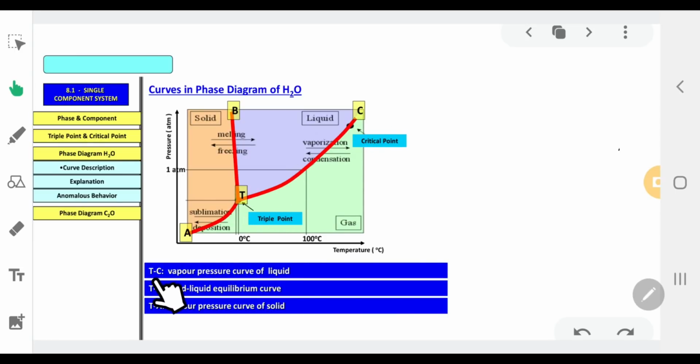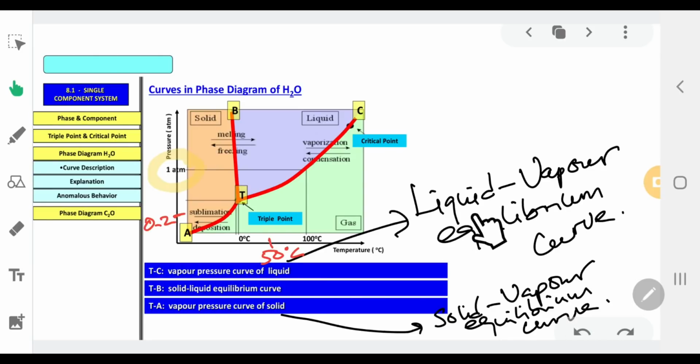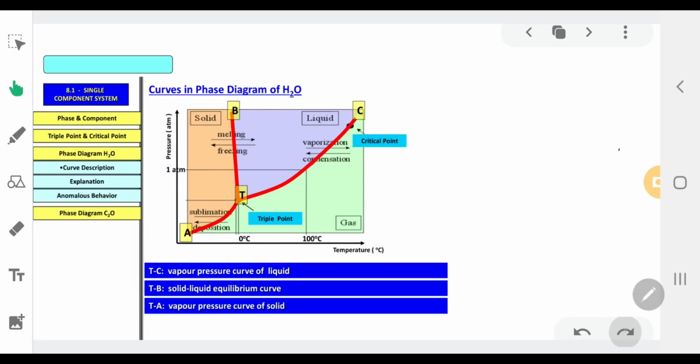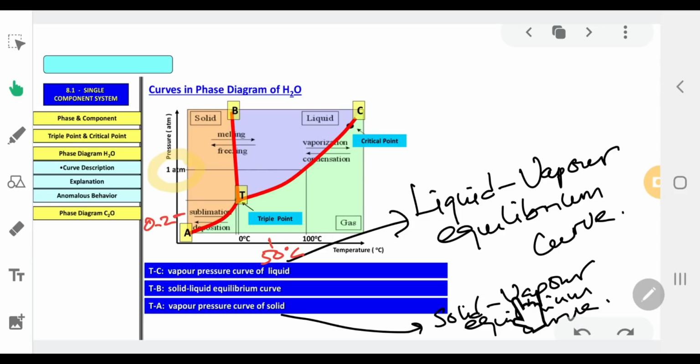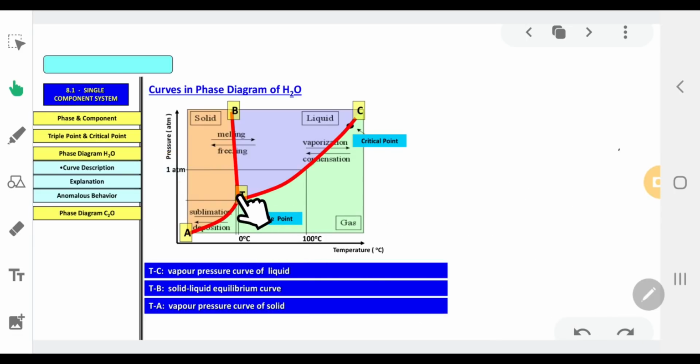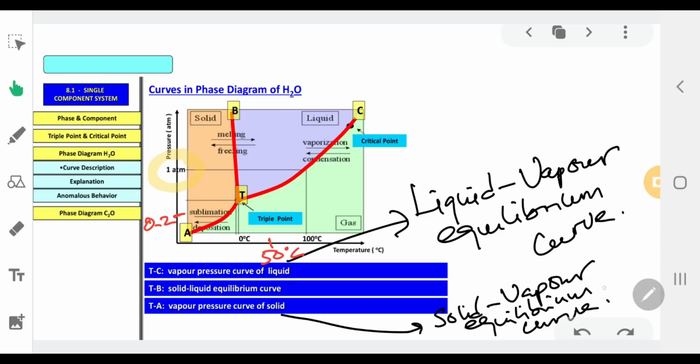So if you look over here, TC denotes the vapor pressure curve of liquid, or alternatively, you can call this the liquid-vapor equilibrium curve. Okay? And then if we look at TA over here, that one is the vapor pressure curve of solid, or you can call it the solid-vapor equilibrium curve. Right? And if you look at TB, that line here, that is the solid-liquid equilibrium curve. So what does it mean here?